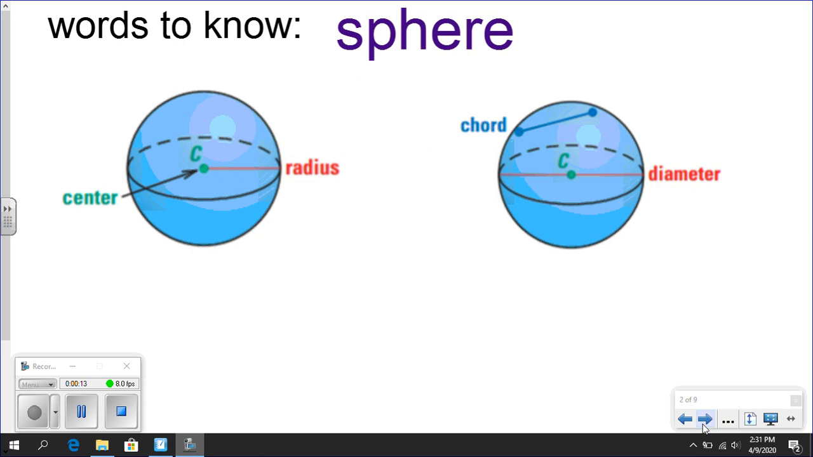Words to know. A sphere. So what is a sphere? You can see here a sphere is a round solid, and within a sphere we have some vocab terms that might look similar to those of a circle. So we have a center, we have a radius inside a sphere, we also have a diameter inside a sphere. And finally, you can create chords inside a sphere.